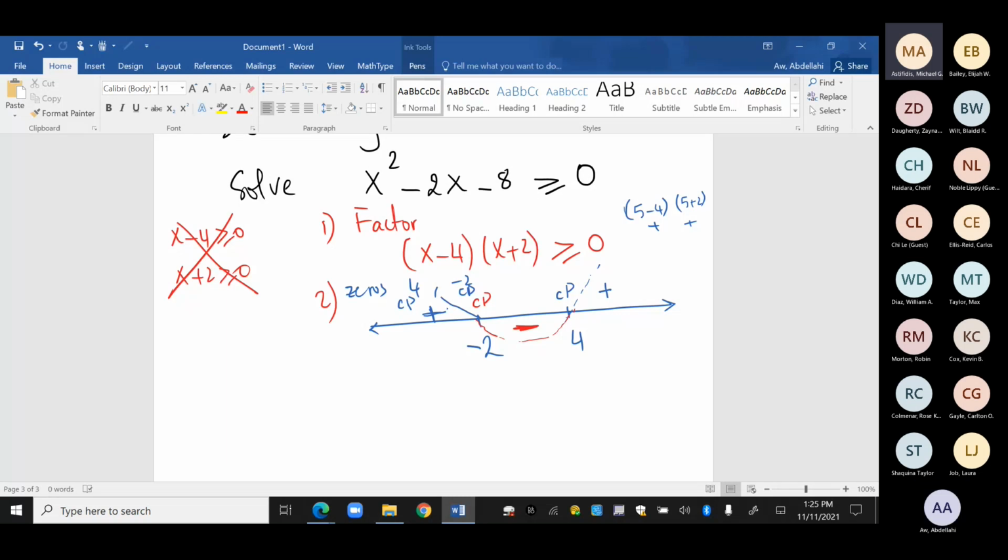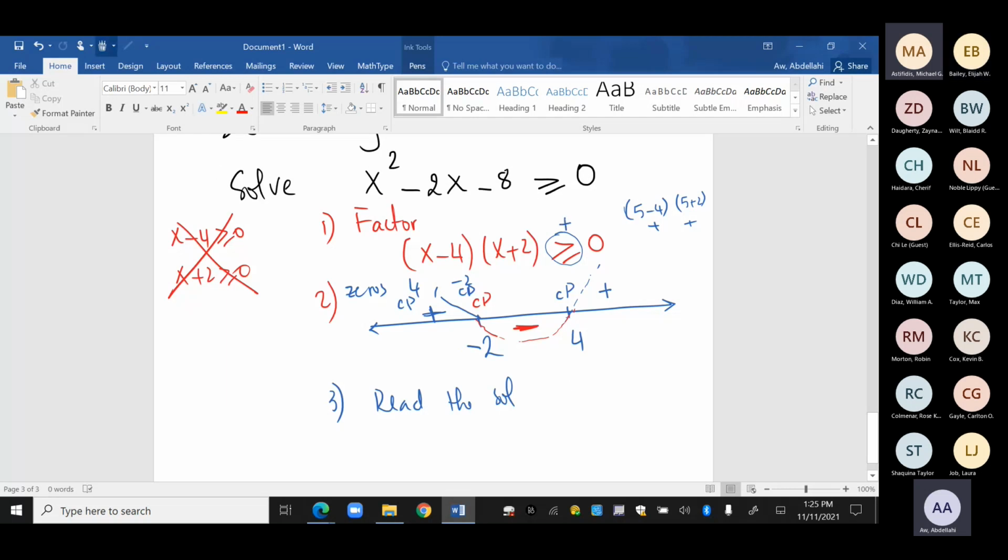So then, what is my solution now? You see, that is a sign chart. I don't have the solution yet. Read the solution. The solution is the sign that I'm looking for. I'm looking for where the expression is greater than 0. What sign am I going to look for? The plus sign or the minus sign? The plus sign.